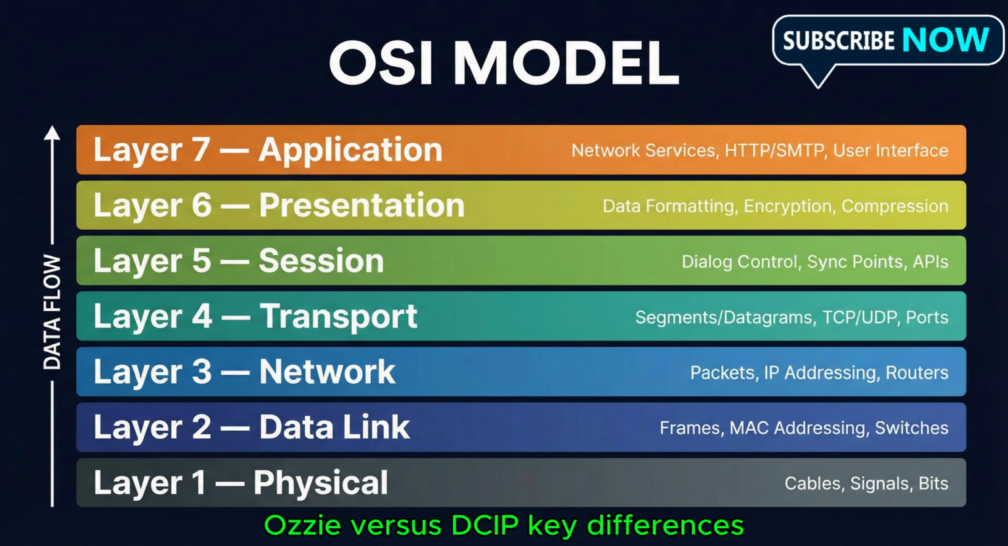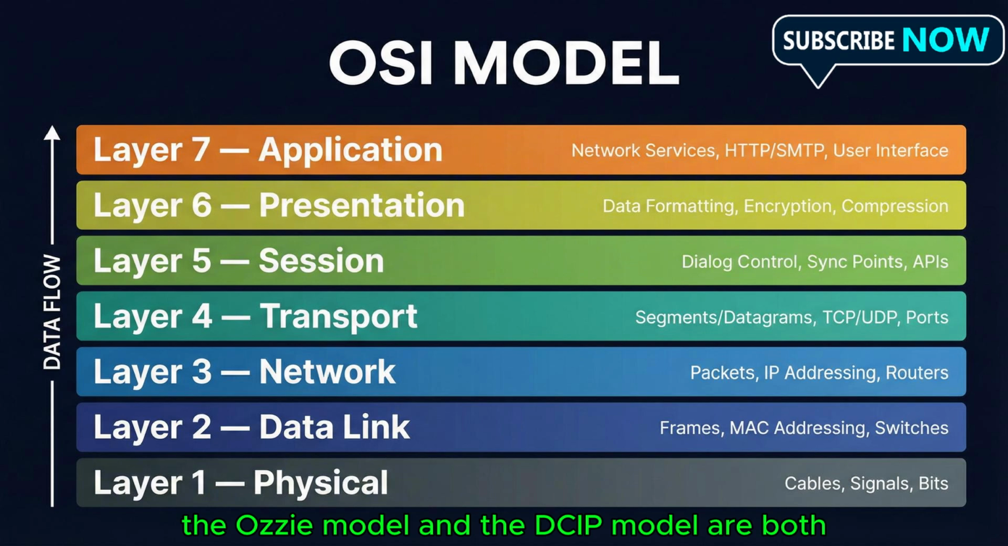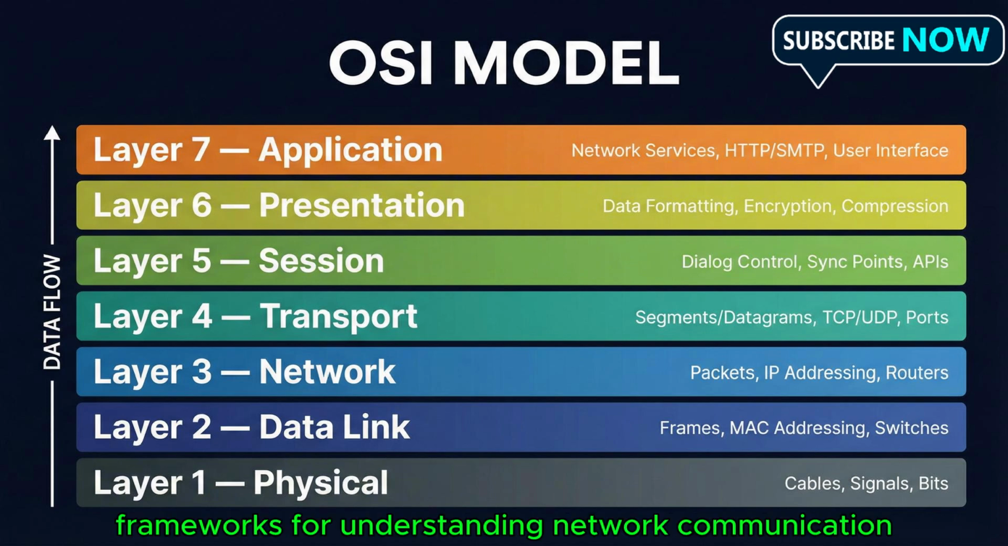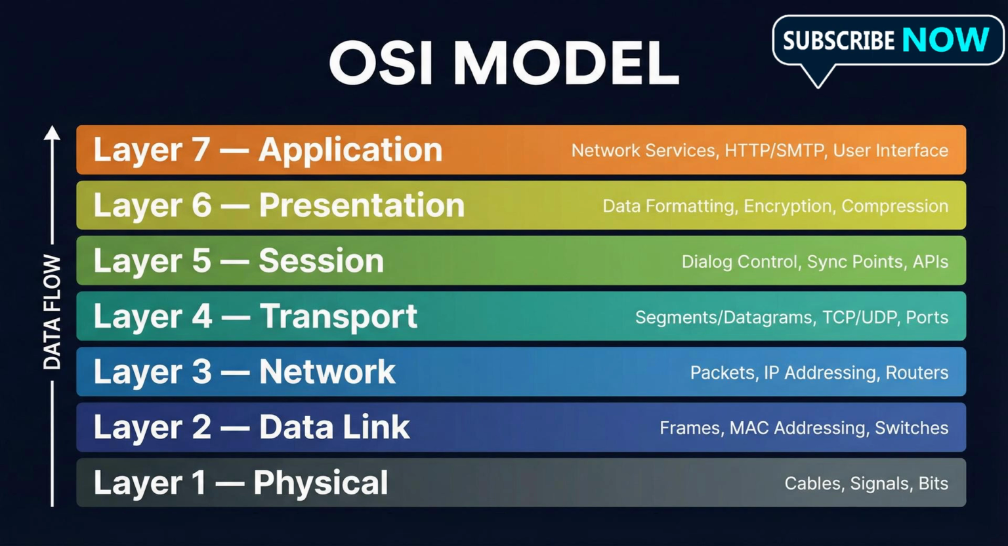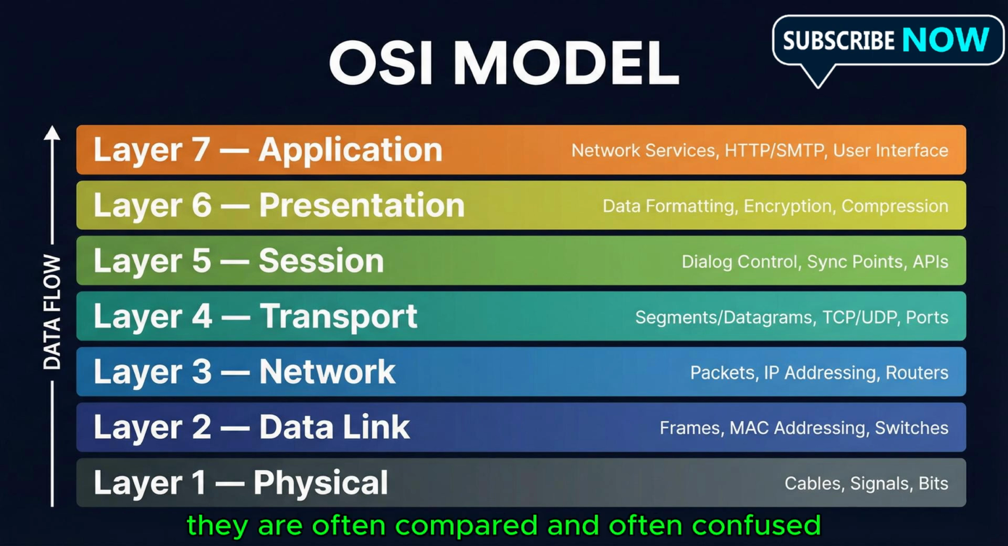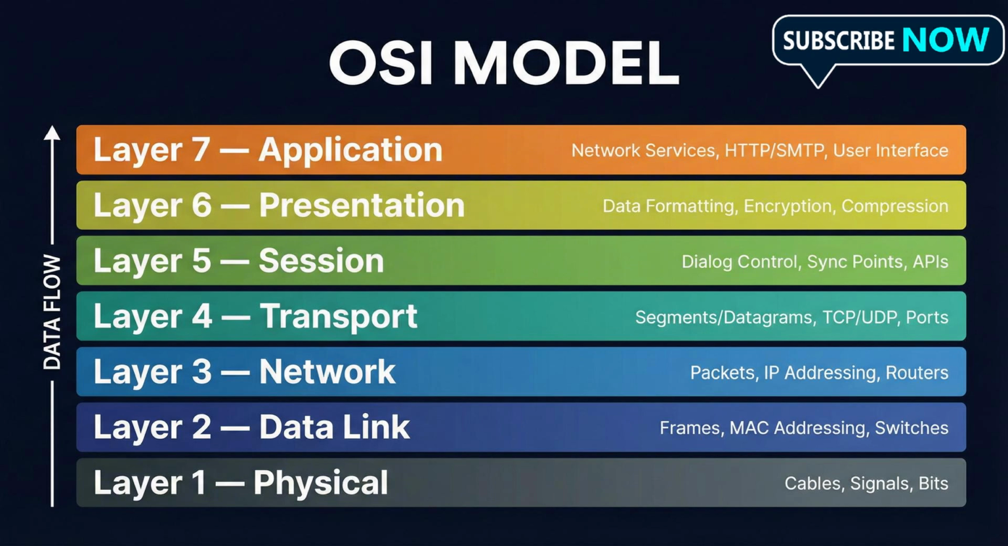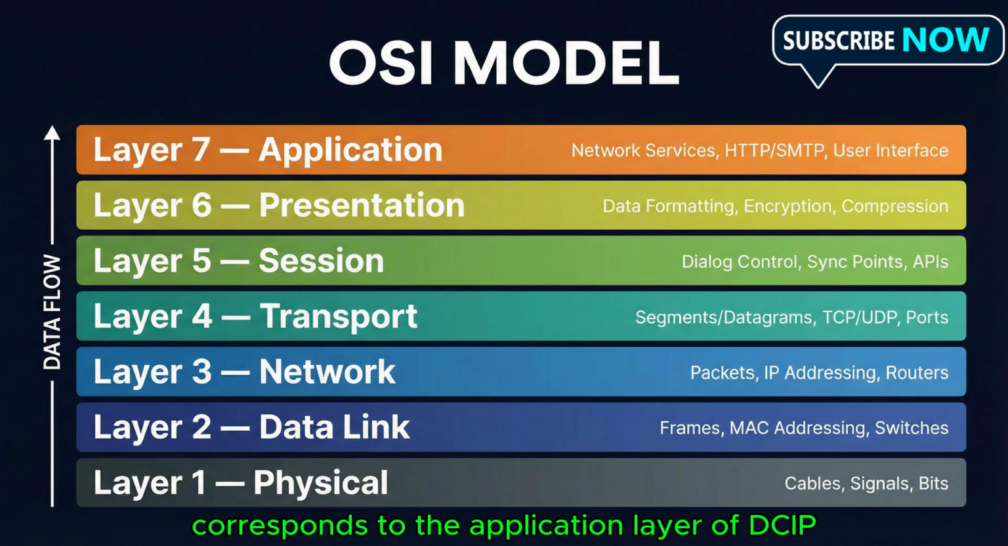OSI versus TCP/IP. Key differences. The OSI model and the TCP/IP model are both frameworks for understanding network communication. They are often compared and often confused. The OSI model has 7 layers. The TCP/IP model has 4 layers. The TCP/IP model consolidates several OSI layers. Layers 5, 6, and 7 of the OSI model correspond to the application layer of TCP/IP.